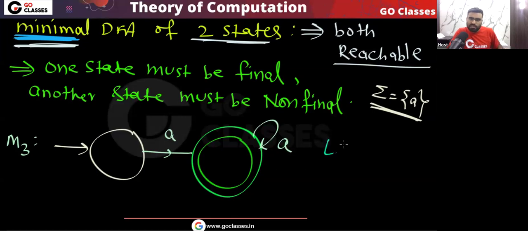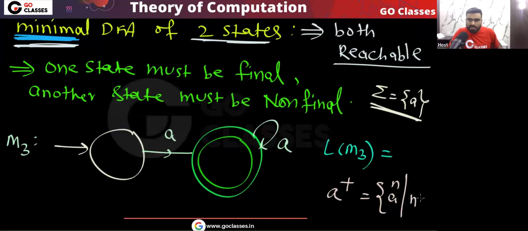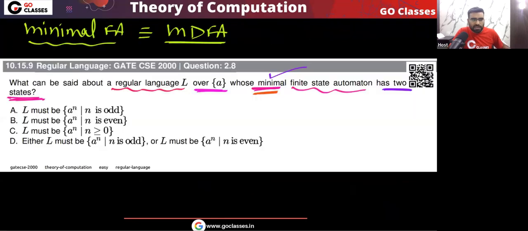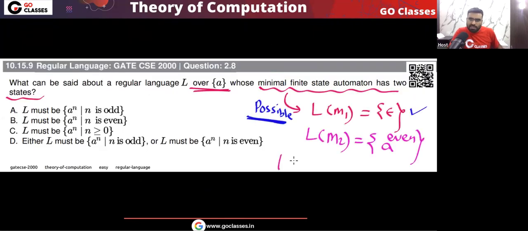So tell me, what is the language of M3? That is A plus. Yes or no? I can say that the language is A plus. Do you agree? A plus means basically it is like A power n, where n is greater than 0. Okay, so this is the idea. I hope all these points are clear. So remember, this is another possible language, M3, that is A plus. So A plus is possible.